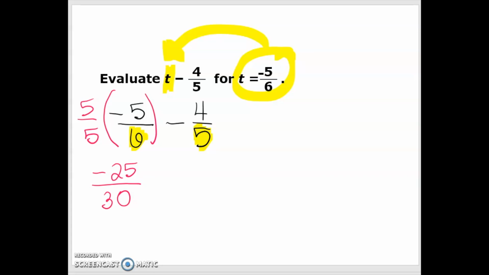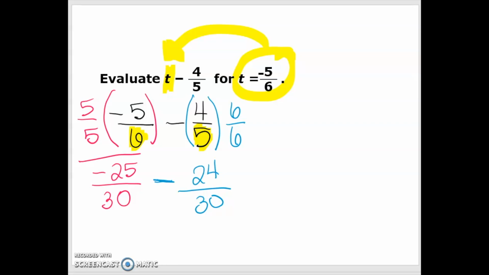Okay, my next one, we are going to multiply 4/5 times 6/6. So 4 times 6 is 24. 5 times 6 is 30. And then don't forget about the subtraction sign. Now, if you think back to when we learned subtraction, we talked about a couple different things. We talked about really thinking of that subtraction sign as a symbol that tells us whether it's positive or negative.